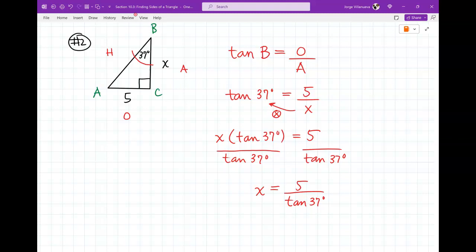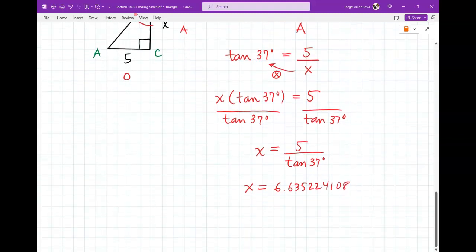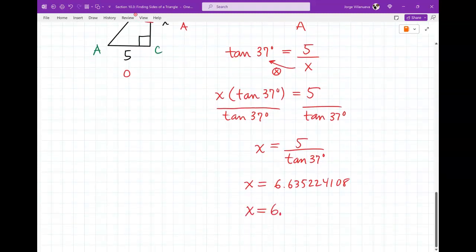Okay, remember, I know it looks kind of weird to divide by that big old statement, but it's just a number, right? What is tangent of 37, just to see? It's approximately 0.75. Okay, that's what tangent of 37 is, like 0.75. So it's just a number. We divide by tangent of 37 on both sides. Now let me go ahead and do the calculation. 5 divided by tangent of 37 degrees is, let me write this down, x equals 6.635224108. They want the nearest tenth. What's my answer? All right, 6.6.